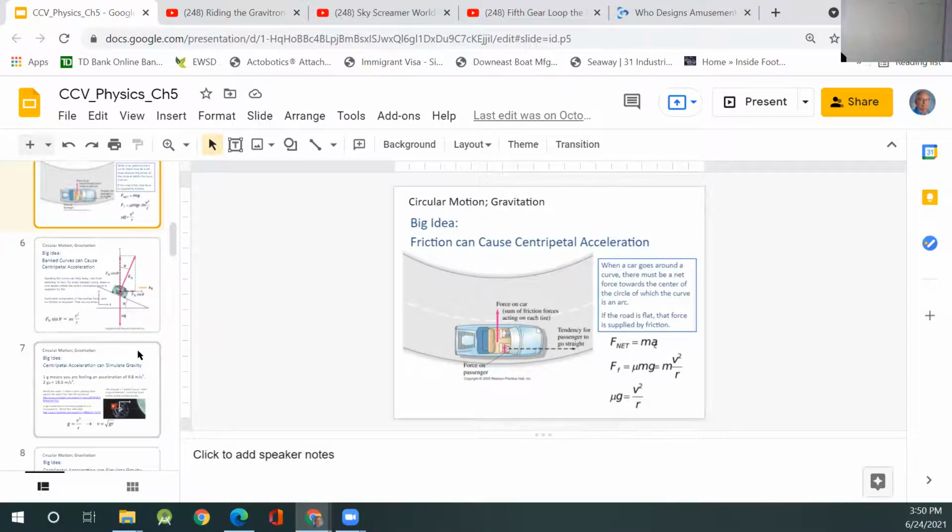So that's a little bit of background about centripetal force and some examples about things that can cause the centripetal force.